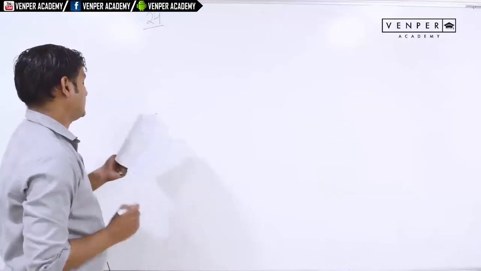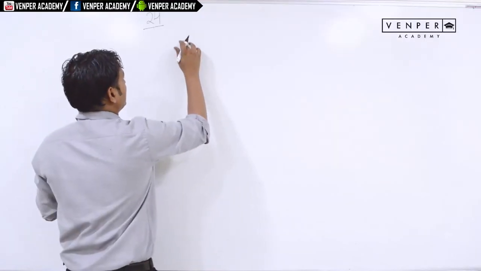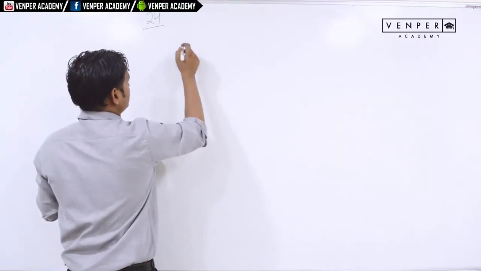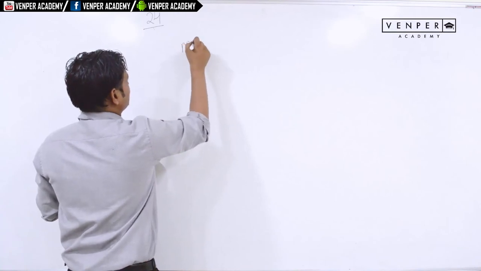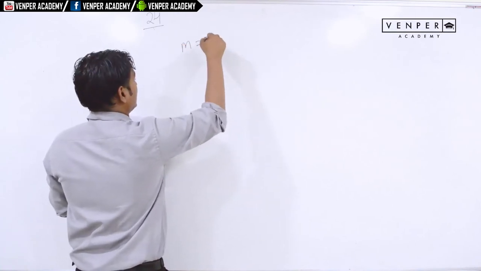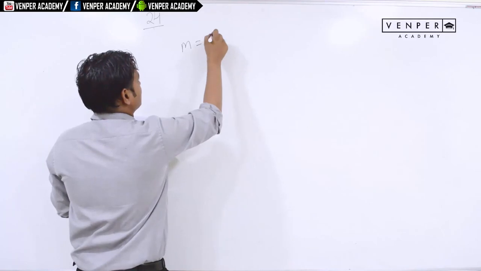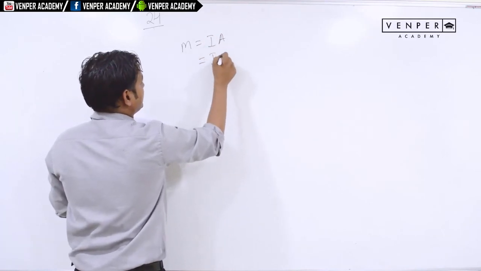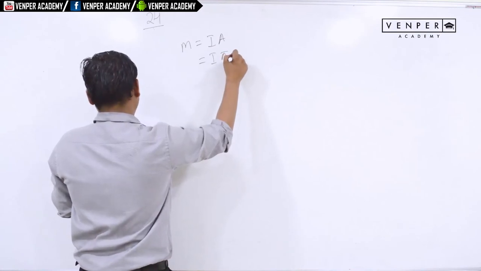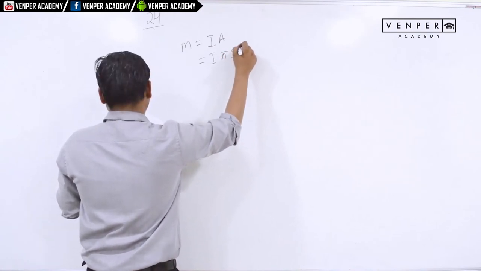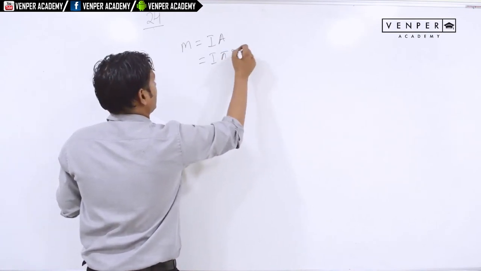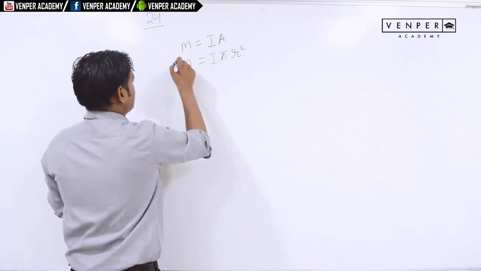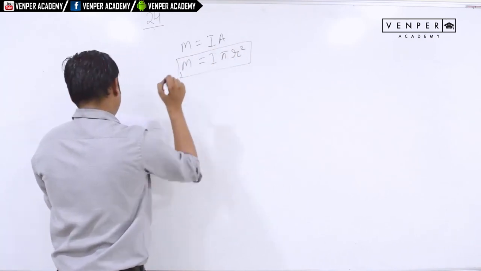We know the magnetic moment formula. M is equal to, if there is only a single loop, I can say this is equal to IA. IA means what? I into, if its radius is R, then it will become I into pi R square. So this is the magnetic moment.